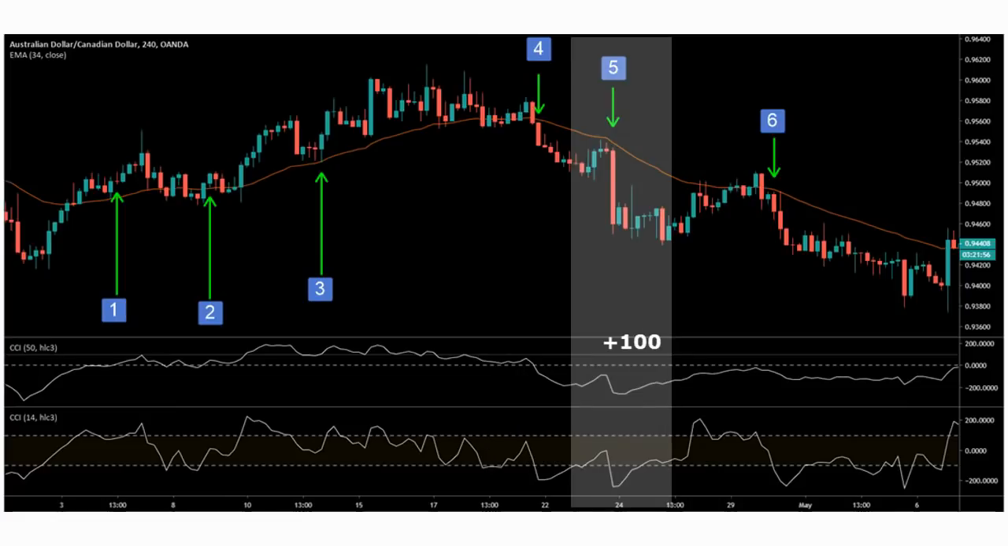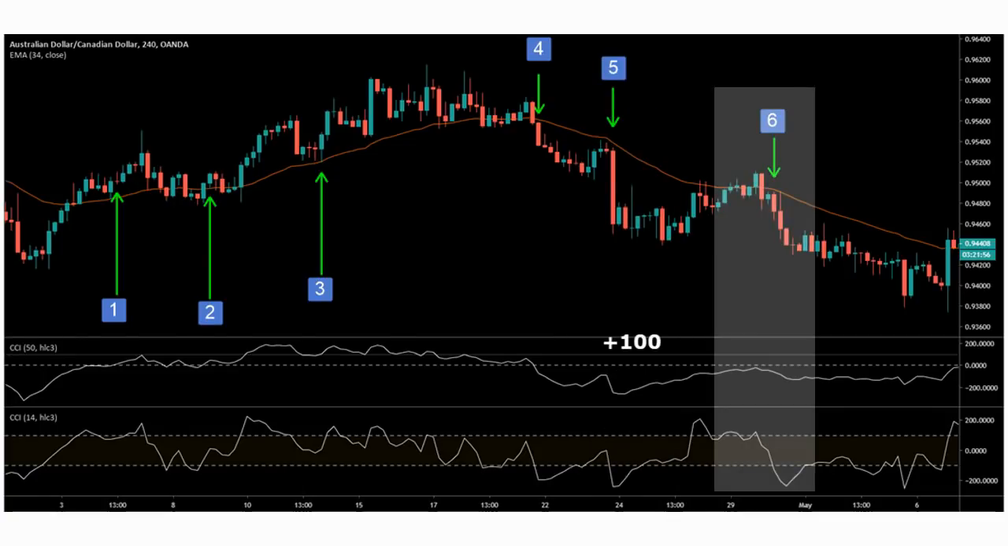Number 5, the 50 is bouncing off the minus 100 line zone. The 14 CCI is bouncing off the zero line, and price is bouncing off the 34 EMA. Number 6, the CCI 50 stays below the zero line. The 14 CCI crosses up and over the plus 75 line, and you can enter when the 14 CCI crosses back under the zero line.